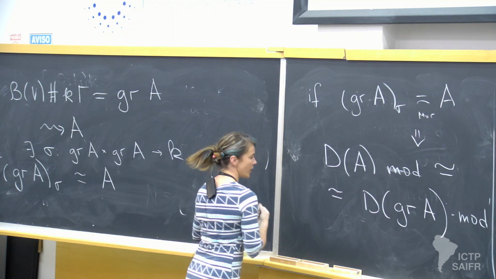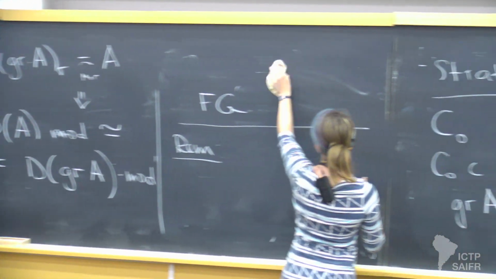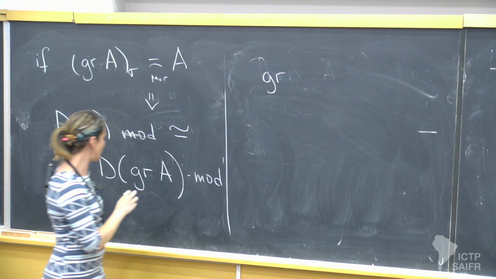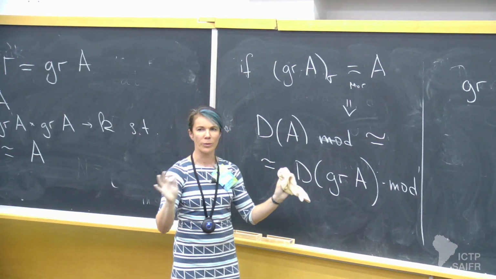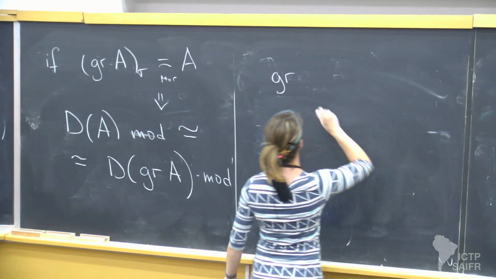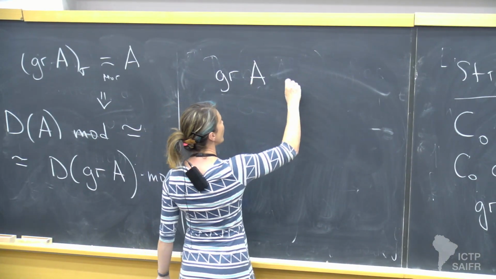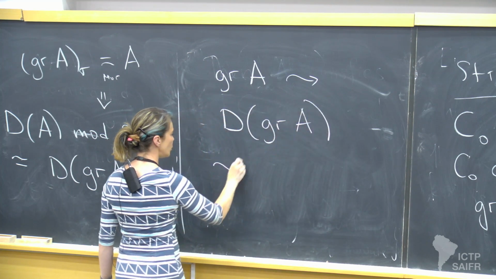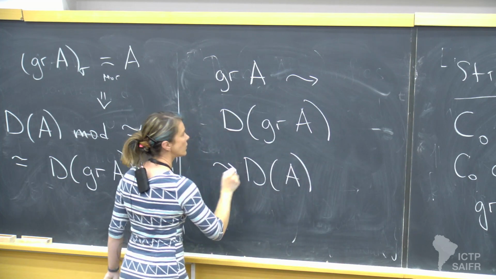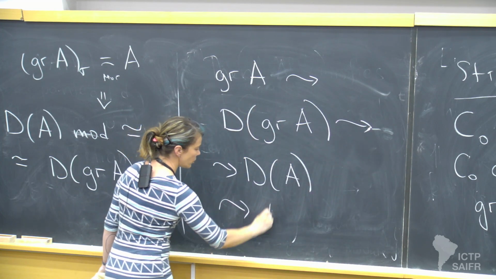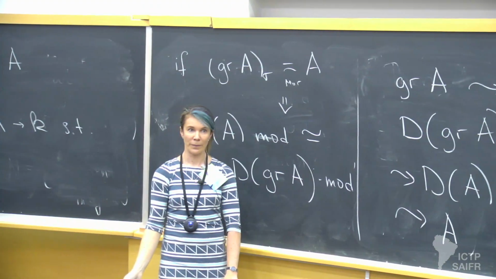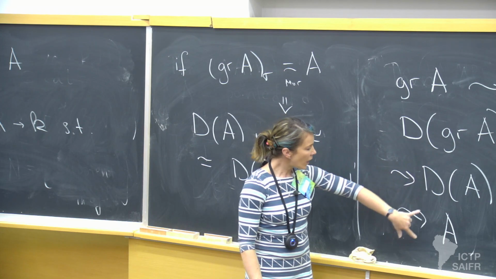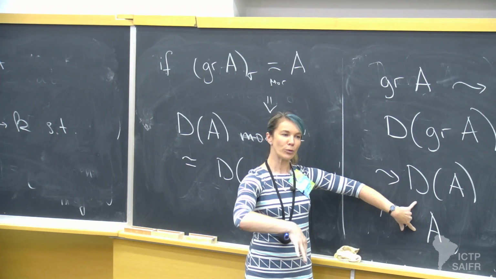So the strategy is to go from, and I'm sort of ignoring the smash product with a group, because again, I'm in characteristic 0, it doesn't really matter. We go from gr A to the Drinfeld double of gr A, to the Drinfeld double of A, to A, in terms of proving finite generation. Now this is easy, because the categories are equivalent. So going down to prove finite generation is easy.